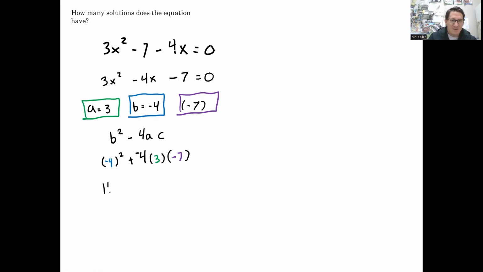-4 squared is positive 16. Bring down the plus, and then it's going to be -4 times 3 is -12, times -7 is a positive 84. Yeah, -12 times -7 is positive 84. So here, keep track of the negatives. So now when I add together, 16 plus 84 is 100. So that has 2 solutions. And that's it.